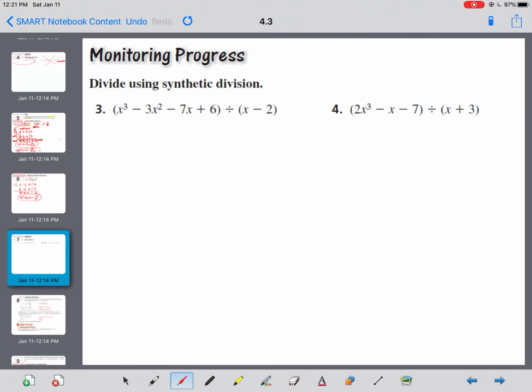Here's a couple to practice on. Pause the video, try both, come back, see how they work.